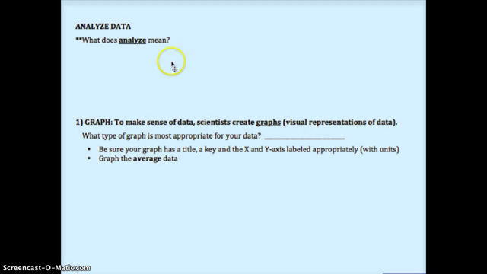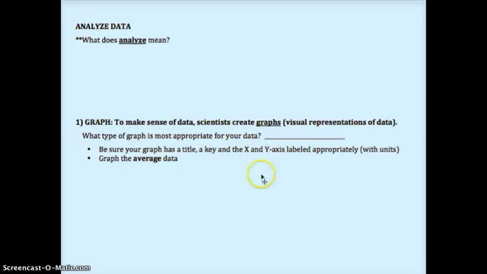On the blue sheet, there's a section on the back that asks you to analyze your data. So we're going to try to make sense of what the data was telling us from lab. So take a minute, pause the video, and fill out this section. What does it mean when I'm asking you to analyze data?